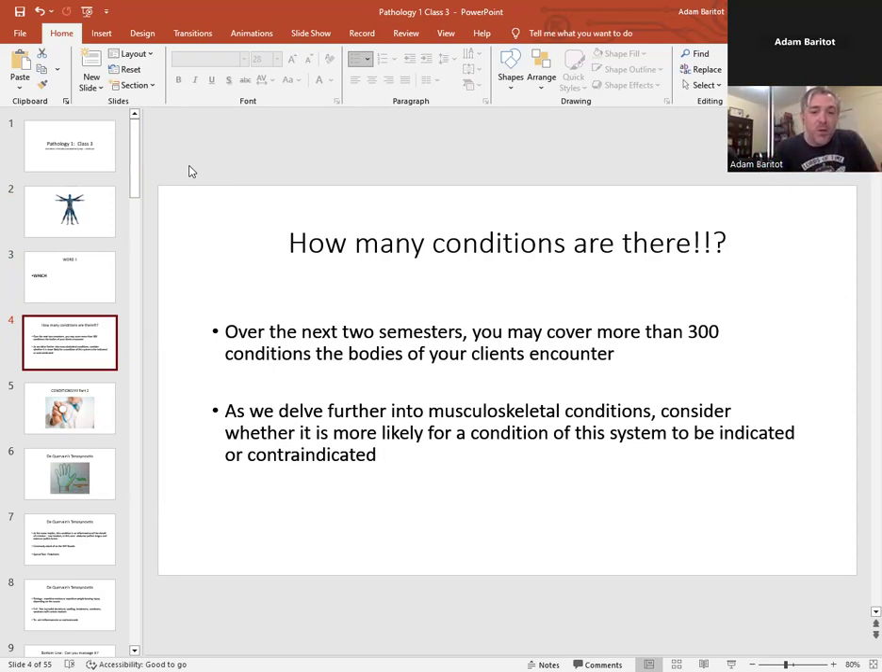As we delve further into musculoskeletal conditions, consider whether it is more likely for a condition of this system to be indicated or contraindicated. Those generalizations, knowing that if something is a digestive condition, can you work on it or not? Is it a neurological condition? Can you work on it or not? These items help give you a better sense of the types of treatments you're going to be performing, and also New York State may ask those generalized questions for your own elucidation.